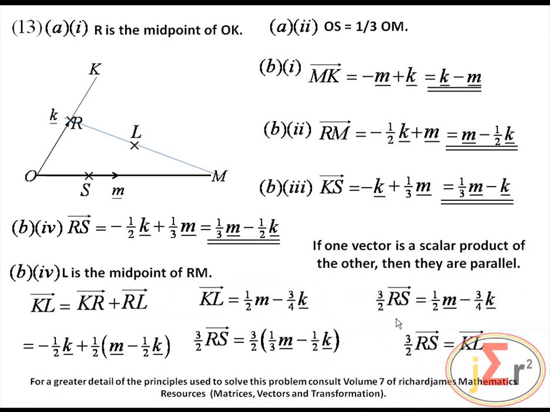If one vector is a scalar product of the other, then they are parallel. And of course, it is not going to be difficult for a candidate to realize that I use very harsh or even drastic measures in arriving at the expression that we have there, taking 3/2 RS and showing that it is equal to KL. But it is necessary to show that one vector is a scalar product of the other, and if so be the case, they are parallel.